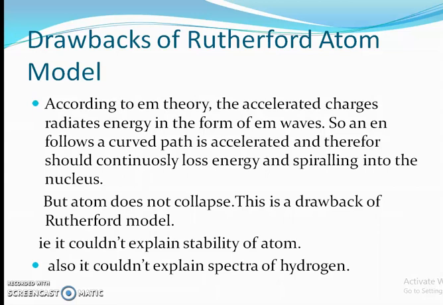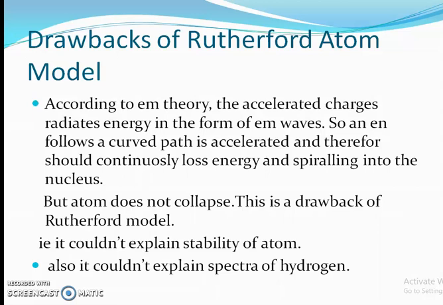That is, the atom does not collapse. Spiraling into the nucleus means there is no bound system, so there would be no such atom. It is not happening. This is the drawback of the Rutherford model. According to this model, electrons are revolving. Then according to electromagnetic theory, the electron must radiate and lose energy and the atom will collapse. But there is a contradiction. This is the drawback of the Rutherford model.